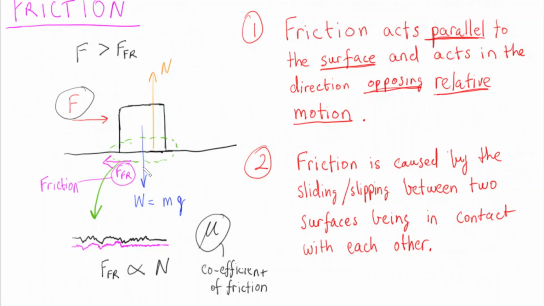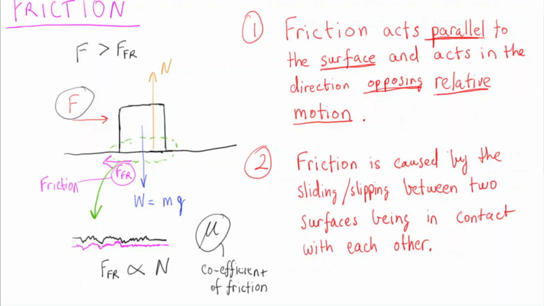Well, if we apply a force towards the right, we'd expect the block to also move toward the right. And if we look at our definition of friction from before, we know that friction acts parallel to the surface and acts in the direction opposing relative motion. So we can say that if I was observing the block from the ground, it would be moving towards the right, away from me. Because the block is moving towards the right relative to the ground, we can say the friction would be acting in the opposite direction, which is towards the left.